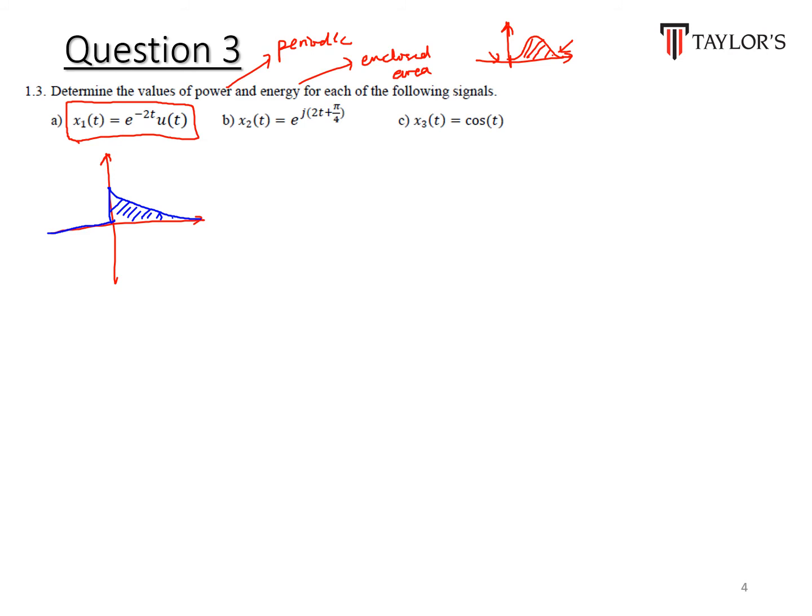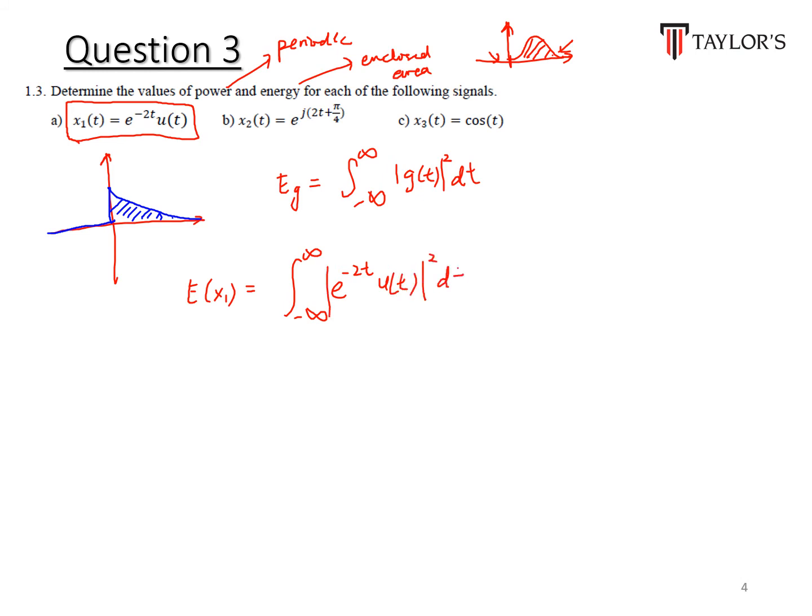For energy signals, if you refer to the lecture notes, the formula to find the energy is given by this: the signal modulus squared, dt, from negative infinity to positive infinity. So in this case, our energy for x1 will be the integration of the x1 signal, which is e power of negative 2t u(t), all squared, dt. Now there is one minor problem here, that is how are you going to square up the u(t).